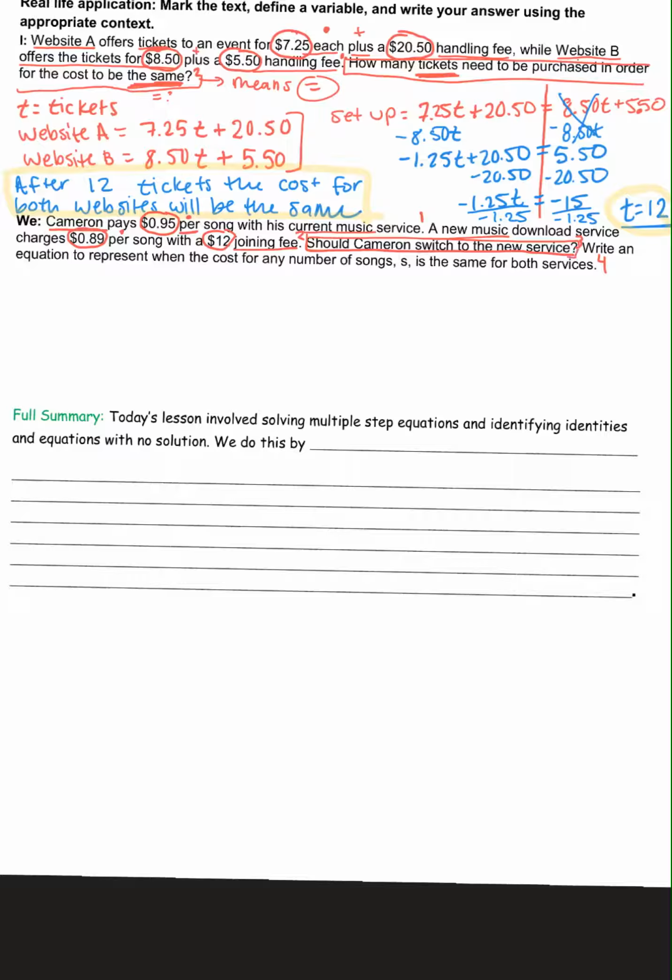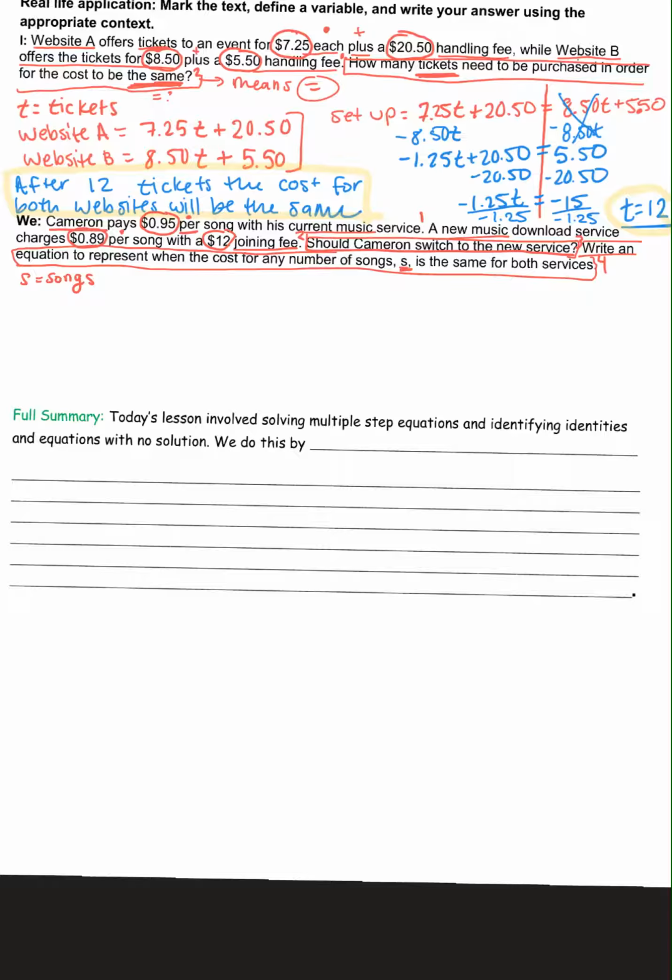Write an equation to represent when the cost for any numbers of songs S is the same for both services. This is also telling us what to do. And it gave us a variable. That means we don't have to define one. What's the variable that we have to use? I see S. So we know that S equals songs. And then we're going to set it up.